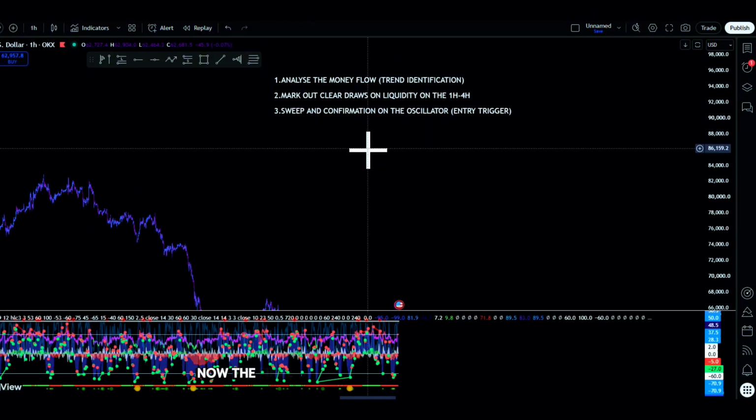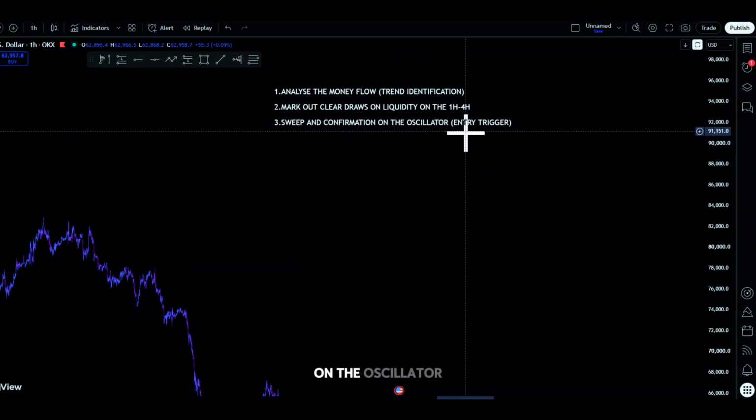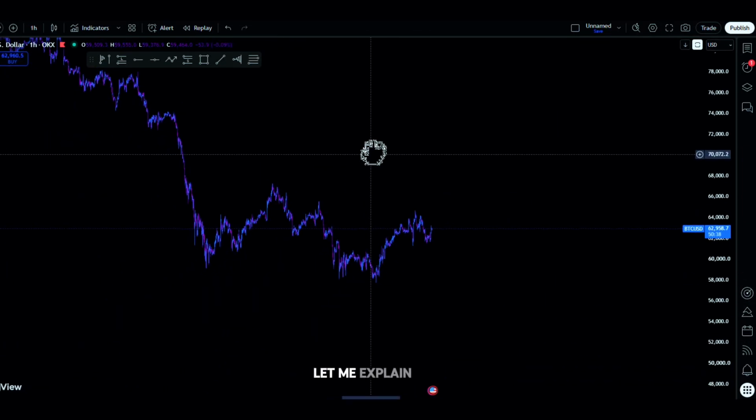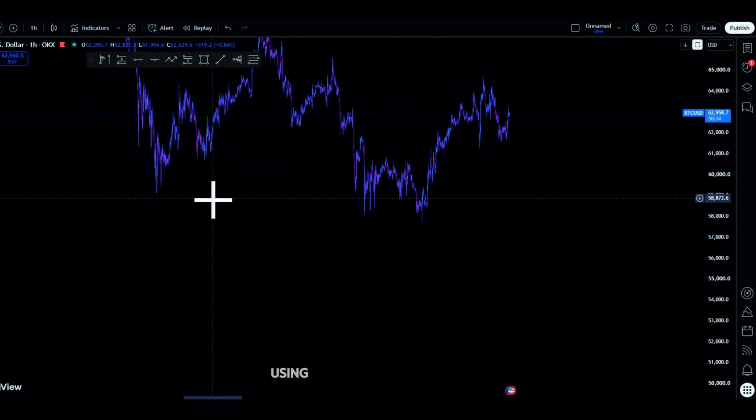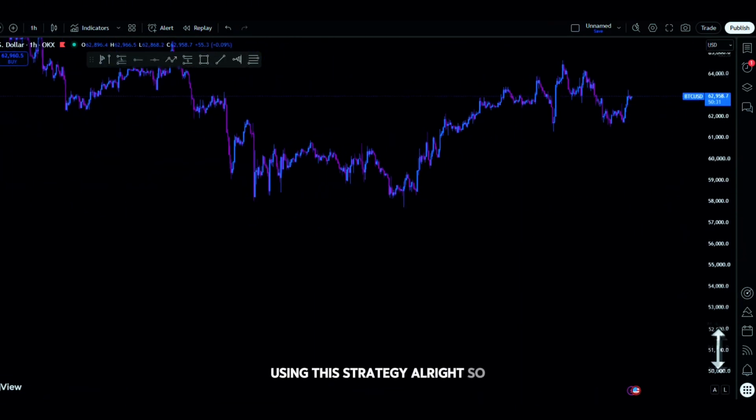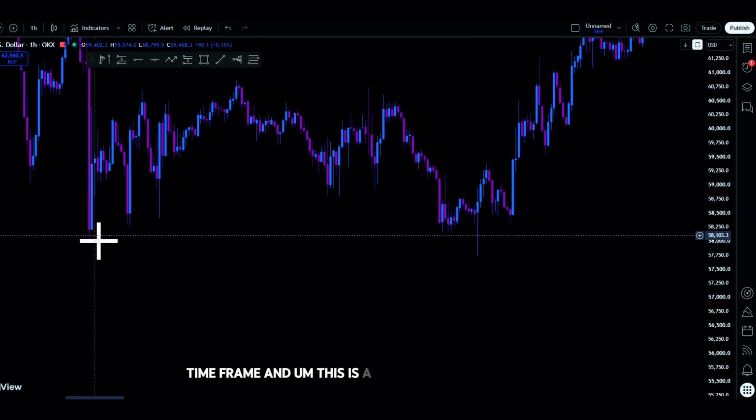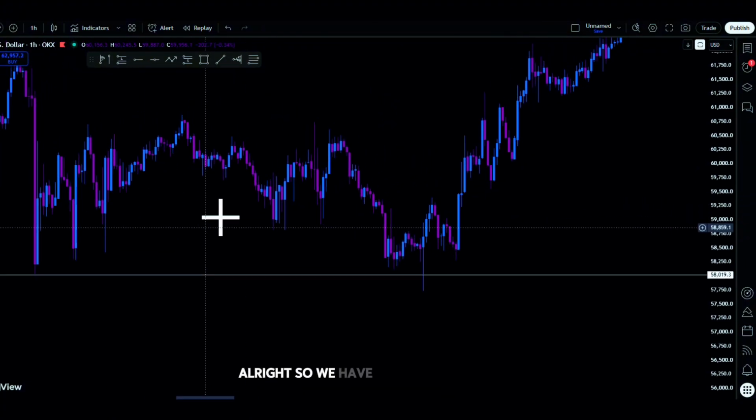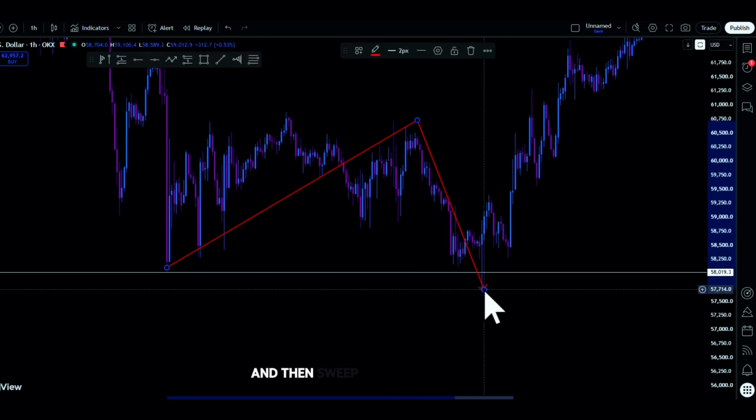Now the final step, sweep and confirmation on the oscillator, which will be used as an entry trigger. Alright, so now let me show you a demo example of a trade using this strategy. As you see, we are currently on the 1 hour time frame, and this is a clear low that you can see. So we are simply going to mark it out. Alright, so we have marked out the low. Now we are waiting for the price to come to this level and then sweep it up.